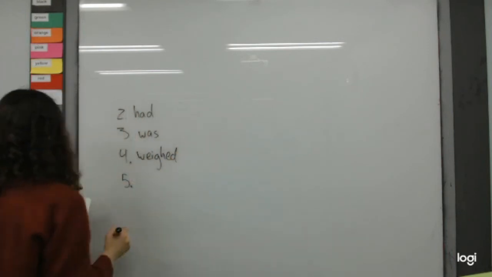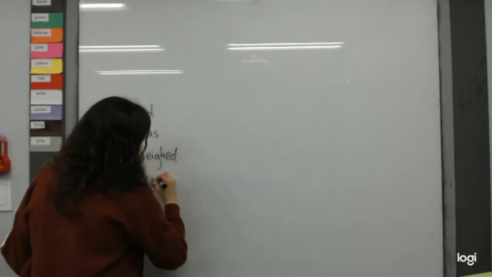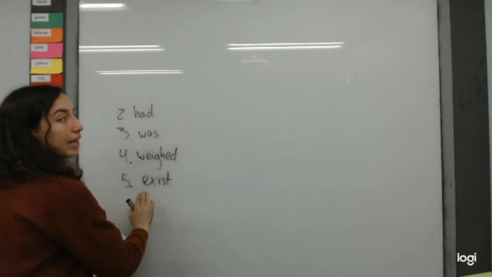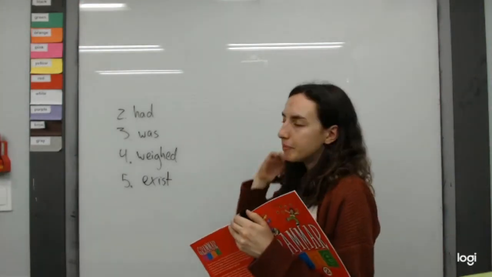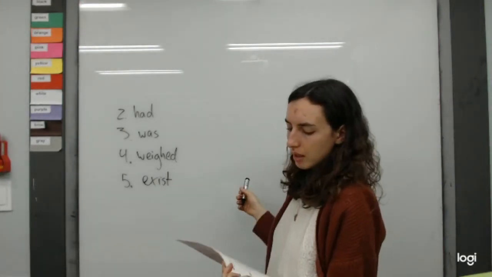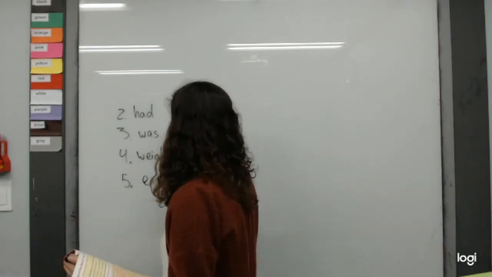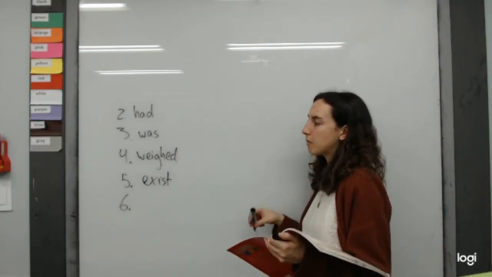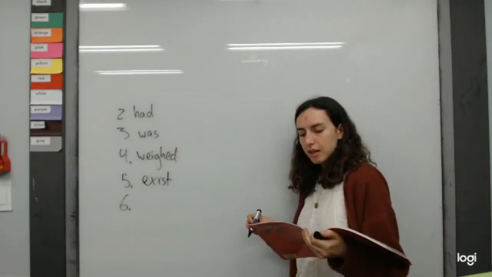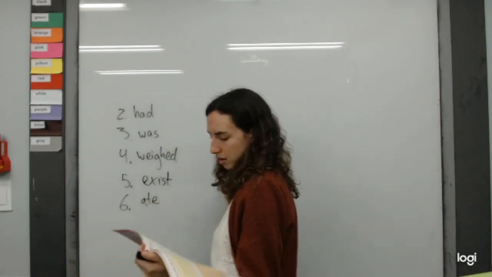And dodos don't exist now. So we say don't exist, present tense, because now we are talking about now; there are no dodos. In the past there were dodos. Dodos existed in the past, but now they don't exist. Number 6, rats ate the dodo's eggs.